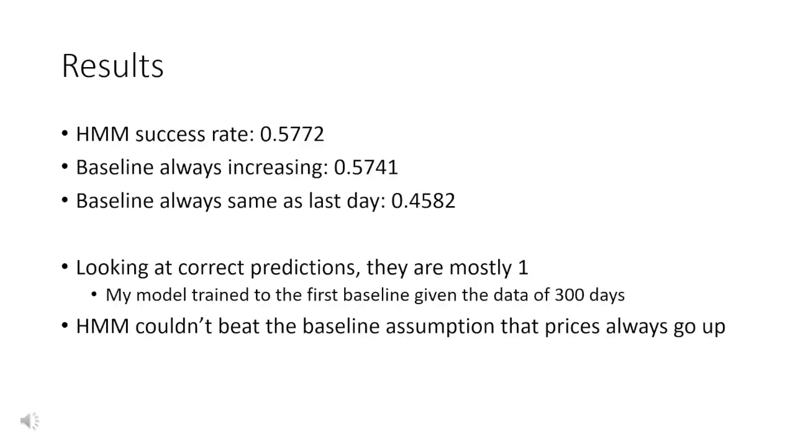There were two baseline models used alongside mine. The first one was to always predict increasing, or 1, for the observation, and the second one was to always predict the same observation as the day before. My success rate was 0.58 and the first baseline success rate was 0.57, so it was a very competitive baseline. I found that giving the model 300 days of data, it would just train to learn that always buying is a good thing, or that the price will always be increasing. And so it was a very competitive baseline, and my model did well.